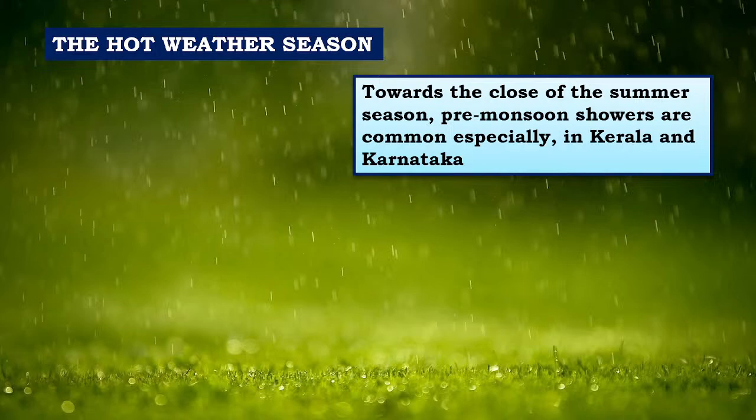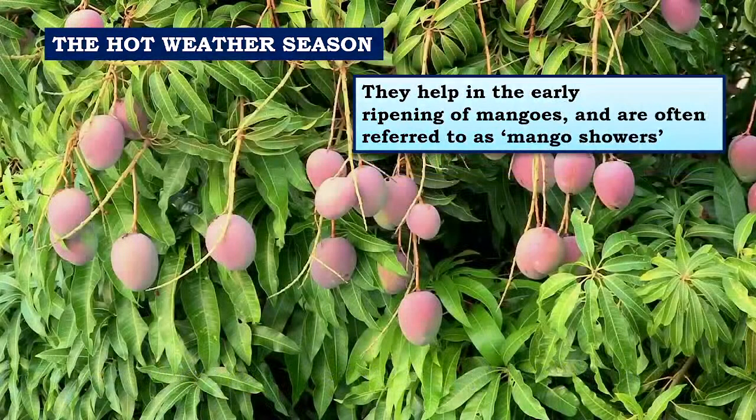Now we have a season called the pre-monsoon season. The monsoon season is going to start in Kerala and Karnataka. This pre-monsoon wind will give us this kind of fruit. What is this fruit here? It's mango. Okay, it is ripened mango.